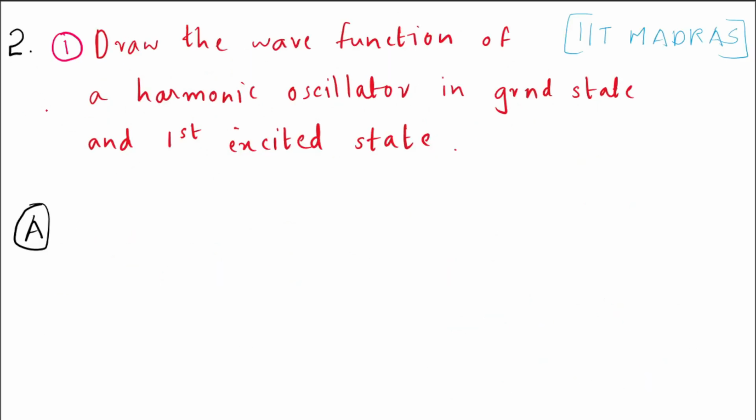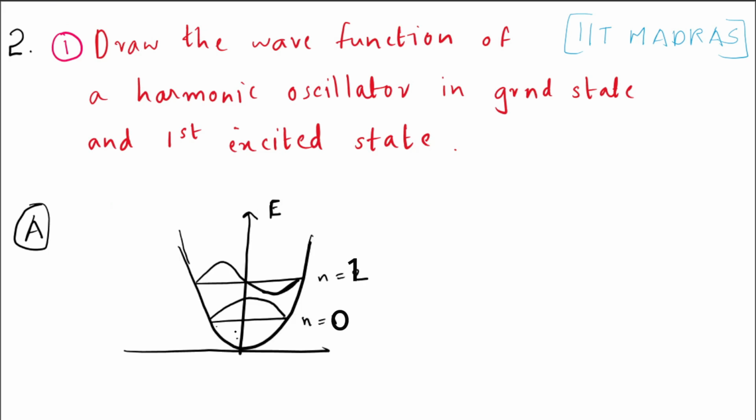Now let us move on to the second question. This question was asked in IIT Madras. So the first sub-question is like this. Draw the wave function of a harmonic oscillator in ground state and first excited state. So this is a simple question. You can answer it easily. Just draw it like this.